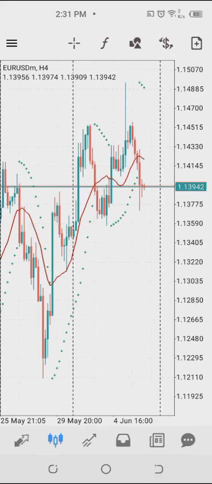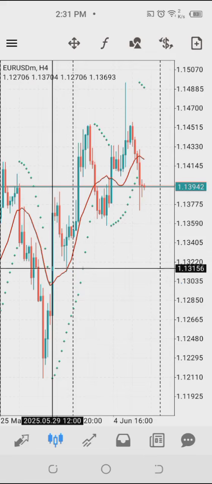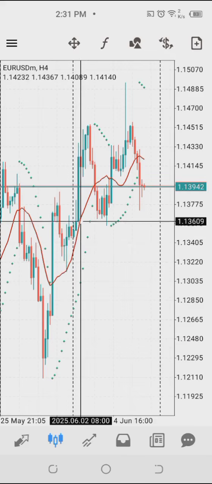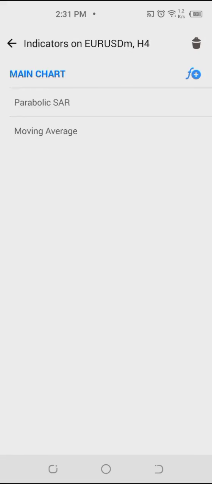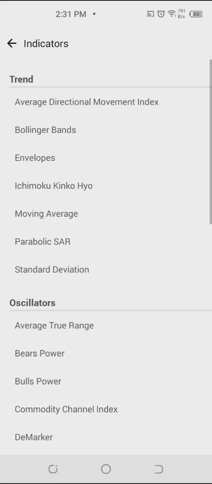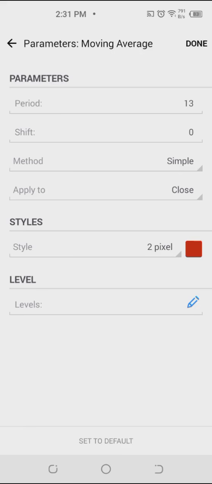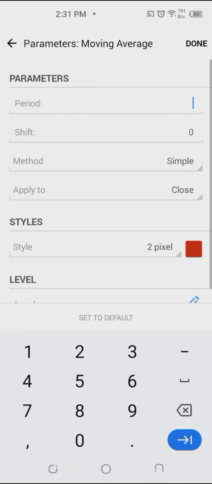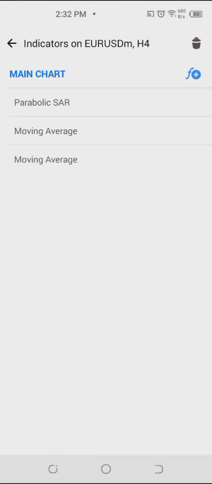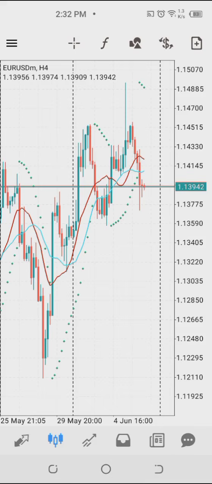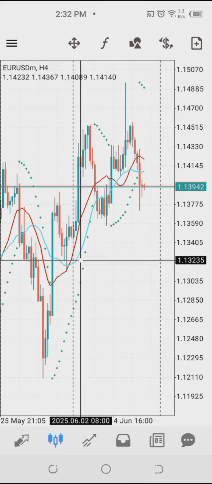So back to the chart. Now the red moving average that you're seeing there is your moving average 13. I'm going to be adding another one straight away, which is going to be the final indicator. This time I'm going to be adding moving average 20, and then I'm going to change the color to aqua. So that is it on the chart. Okay, guys, that's it on the chart.